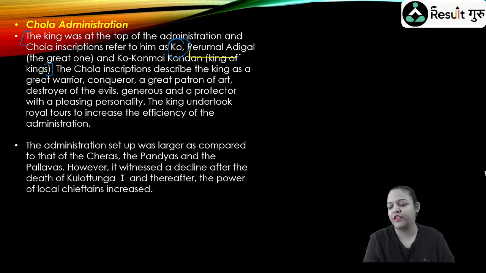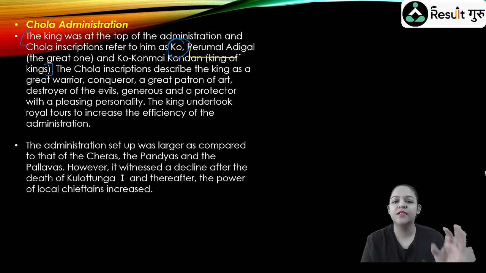And this kind of adjectives you will find with almost any king in the Indian subcontinent. I'm sure you remember Samudragupta's Prayag Prashasti by now. So you would see how similar kind of adjectives have been used with him as well. Right? Now, the king undertook royal tours to increase the efficiency of the administration. Okay, what is the king doing? The king is undertaking royal tours so that the efficiency of his administration can be increased.